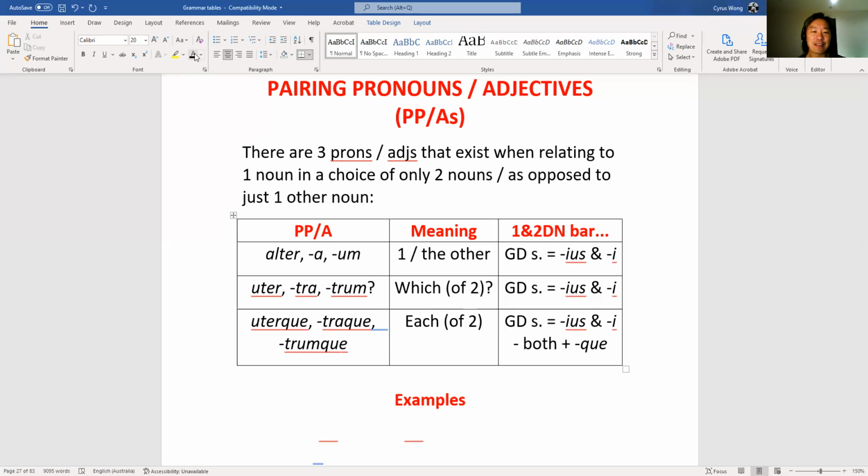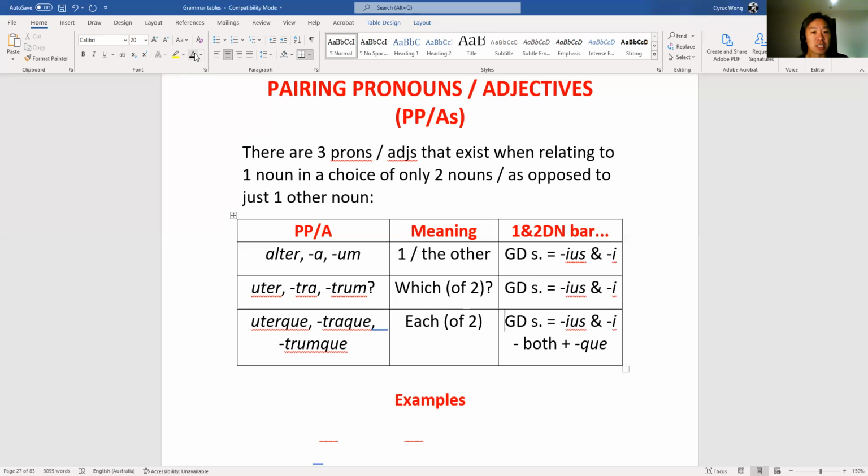So if you still don't understand that, then just decline each of two. If you're talking about two boys and you say each boy has a red jumper, you'd say uterque, utraque, utrumque, and then utrumque, utramque, utrumque, utriusque, utriusque, utriusque, dative utrique, utrique, utrique, ablative utroque, utraque, utroque. So it's exactly the same as uter, utra, utrum, but you just have que on the end, and it means each of two rather than the question which of two.